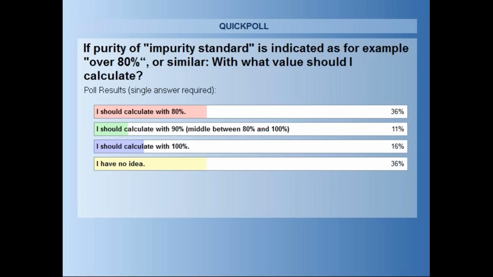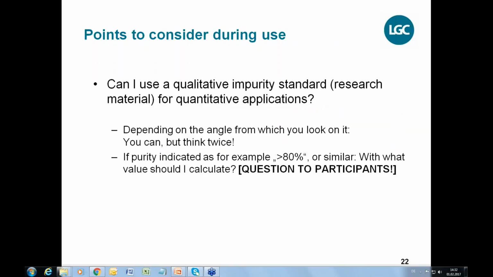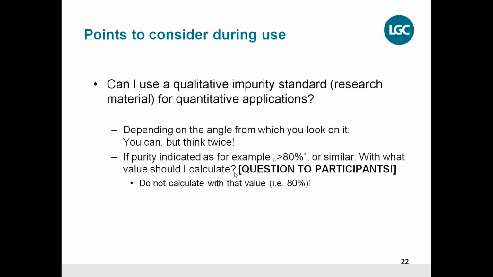It should work now. You see that 36% have voted that you should calculate with 80%, 11% have voted that you should calculate with 90, 16% that you should calculate with 100%. And interestingly enough, 36% even said they have no idea. That's a very nice result here. And let's go further on. Let me hide the poll once again so that we have the slide back. And let's solve the riddle, sorry, bad English.